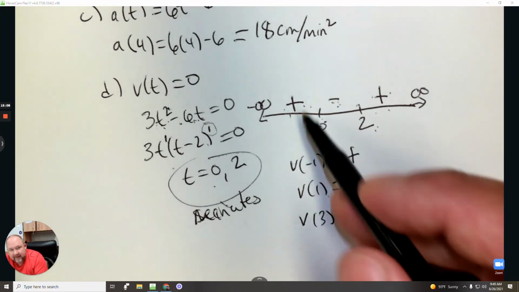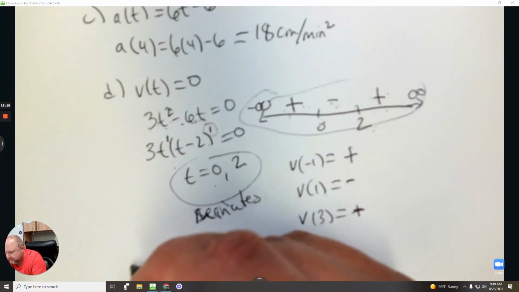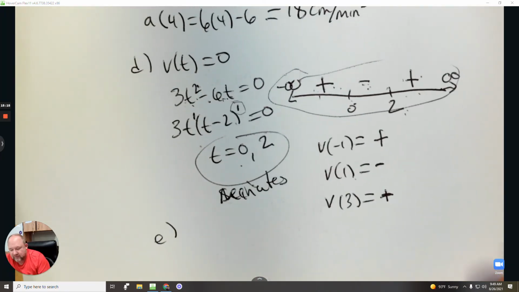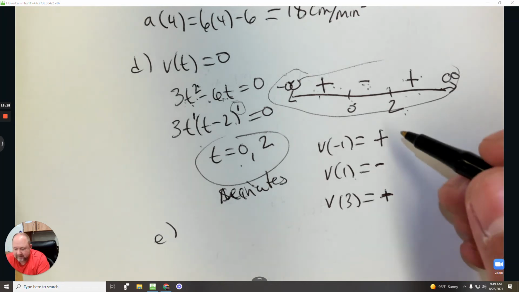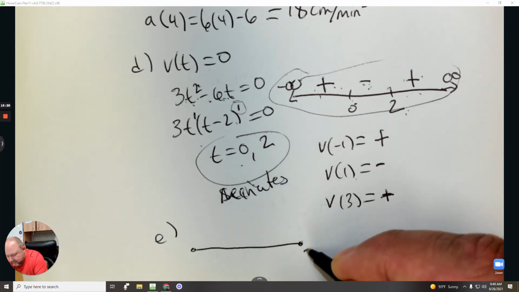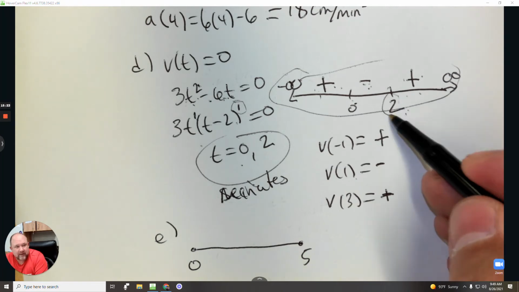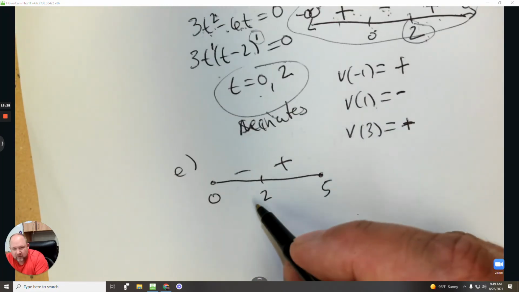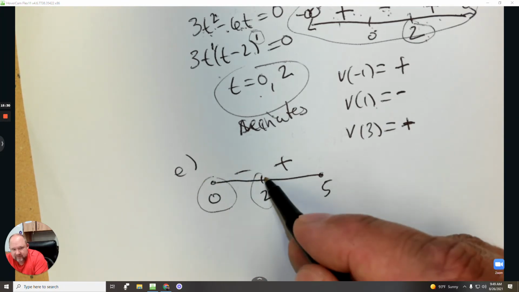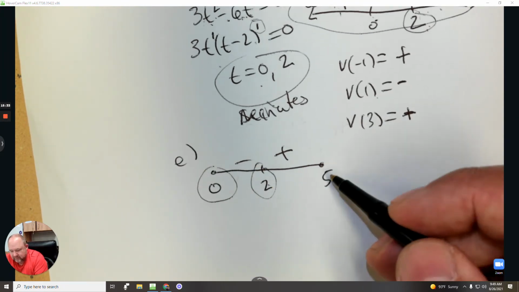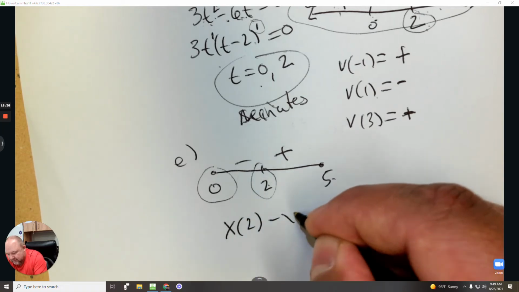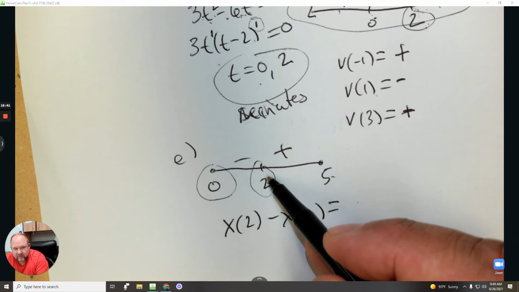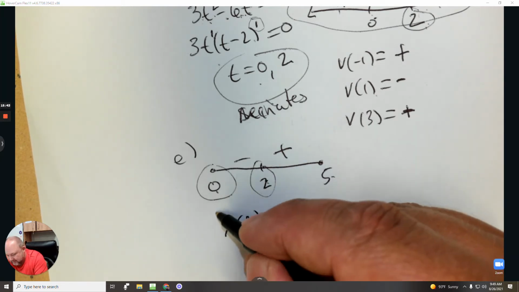E, it's good that we have this because we're going to need it for E. For E, it says what's the total distance that's been traveled. So between when? Oh, 0 and 5. So if I just look from 0 to 5, in between we change directions at 2. So make sure my signs are correct. The total distance is understanding this distance and then understanding this distance. So to find distance, you plug it into the position function, 2 and 0, and subtract. It's going to be the absolute value.